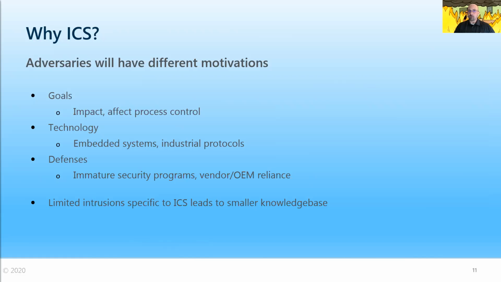And also some of the defenses in ICS networks, the immature security programs. Enterprise attacks have been around for a long time. ICS is getting more and more visibility, but there are still some immature security programs, and there may be a lack of funding, especially in the municipal space, like wastewater treatment plants, to get adequate security in some of the smaller government facilities. Municipal facilities might be more difficult. And there's a lot of vendor and OEM reliance.